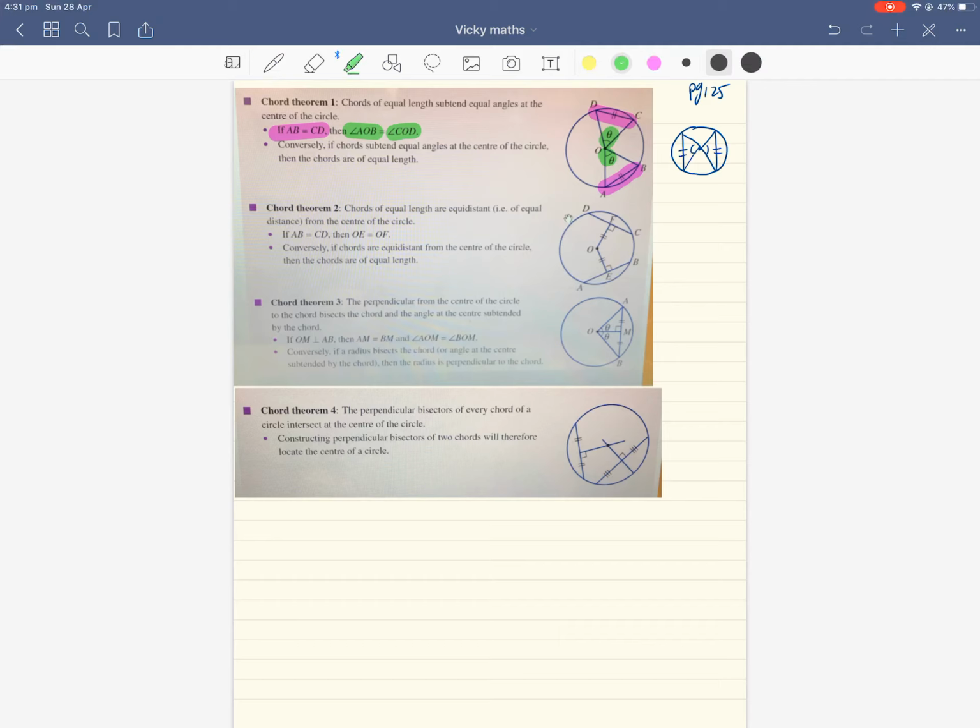Now, chord theorem 2. Chords of equal length are equidistant. That means they have the same distance from the center of the circle. So what that's saying is, if you have the chord AB, and that's the same length as the chord CD, then we know that the distance from center O to E, where it chops AB in half, is the same as OF, where F is the point where it chops CD in half. And the opposite's the same.